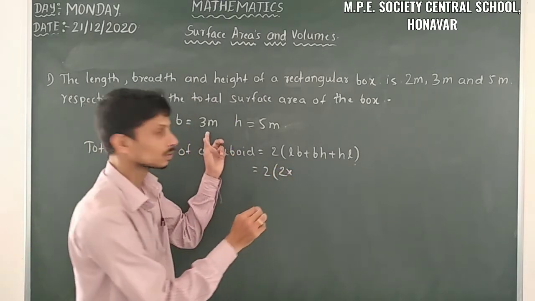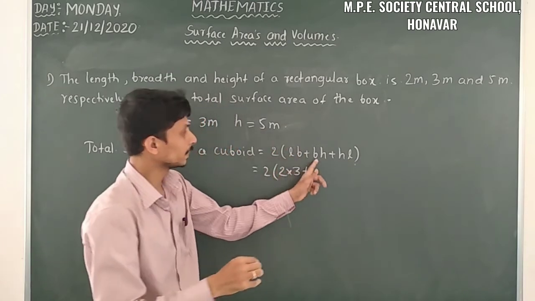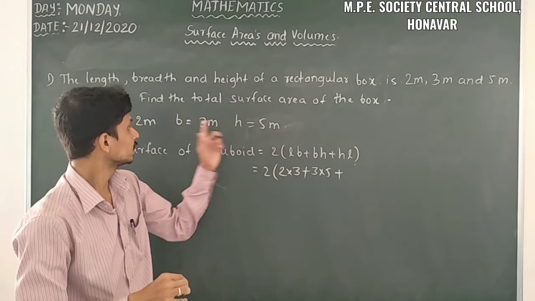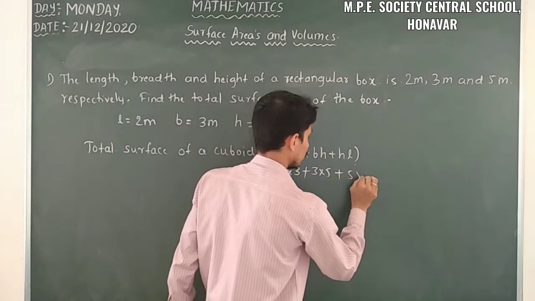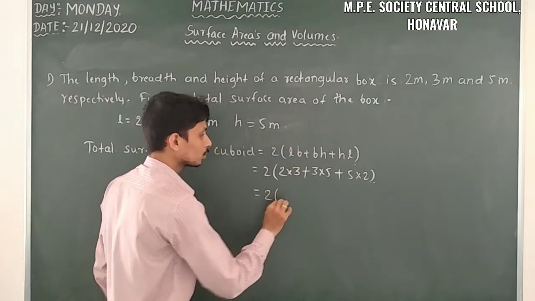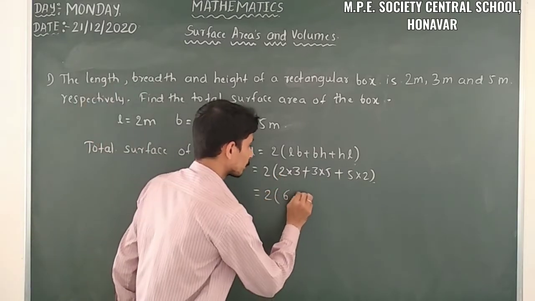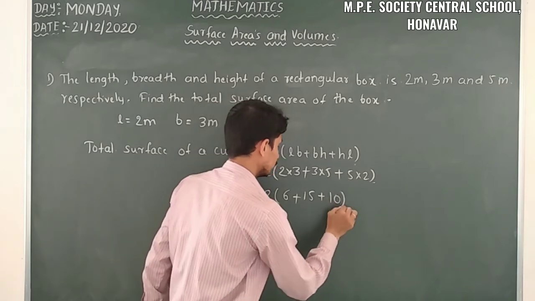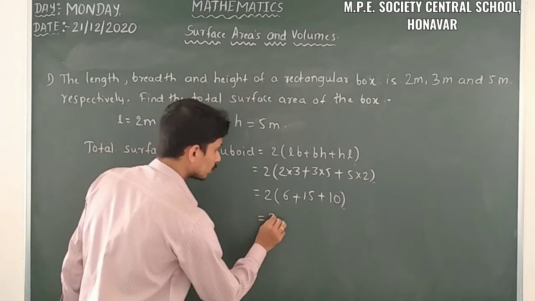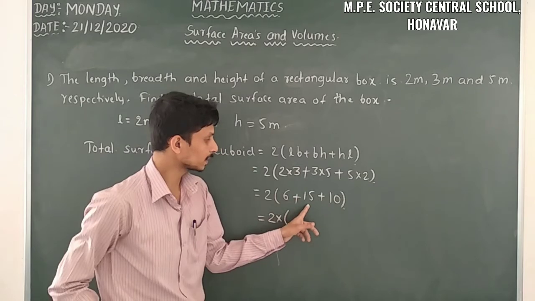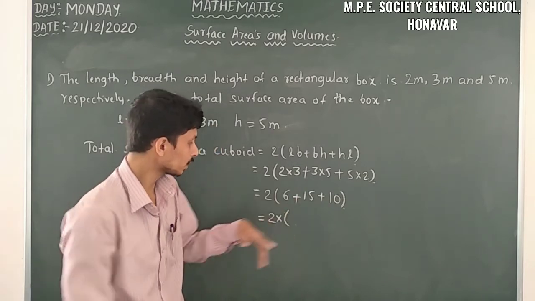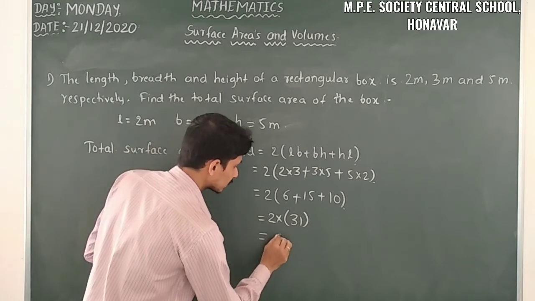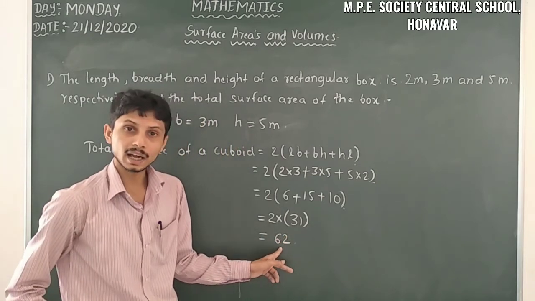It is 2 into 3 plus B into H, 3 into 5, plus H into L, H into L, that is 5 into 2, is equal to 2 into 2 into 3 it is 6, plus 3 into 5 it is 15, plus 5 into 2 it is 10, is equal to 2 into, here 6 plus 15 is 21, it is 31, is equal to, so it is 62. Here it is the answer, 62.